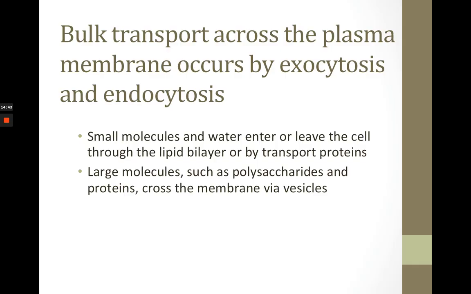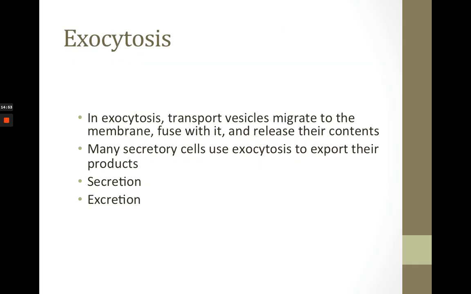Small molecules and water enter and leave the cell through the lipid bilayer by transport proteins, but if it's something big, right, large molecules such as polysaccharides and proteins cross the membrane via vesicles. So in exocytosis, transport vesicles migrate to the membrane, fuse with it, and release their contents. Many secretory cells use exocytosis to export their products. There are two main types of exocytosis, secretion and excretion. And it's extremely important that you know the difference between these two.